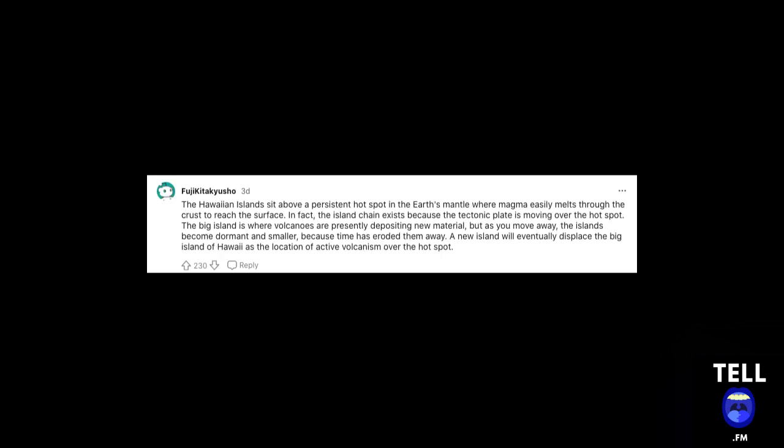The Hawaiian Islands sit above a persistent hot spot in the Earth's mantle where magma easily melts through the crust to reach the surface. In fact, the island chain exists because the tectonic plate is moving over the hot spot. The Big Island is where volcanoes are presently depositing new material, but as you move away, the islands become dormant and smaller, because time has eroded them away. A new island will eventually displace the Big Island of Hawaii as the location of active volcanism over the hot spot.